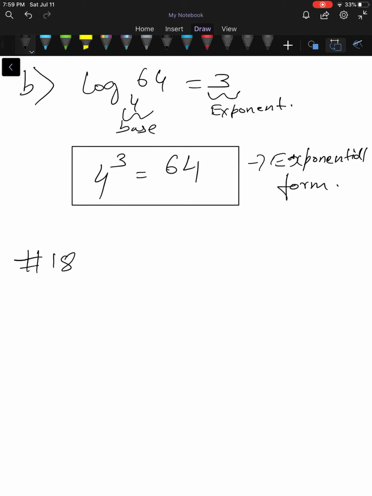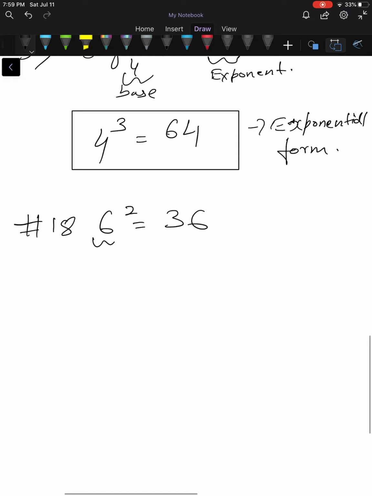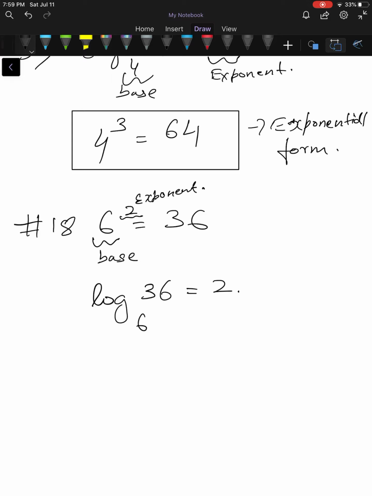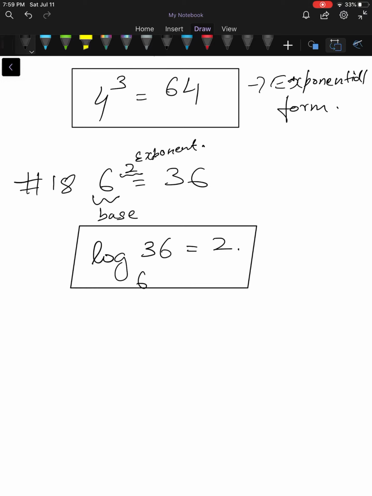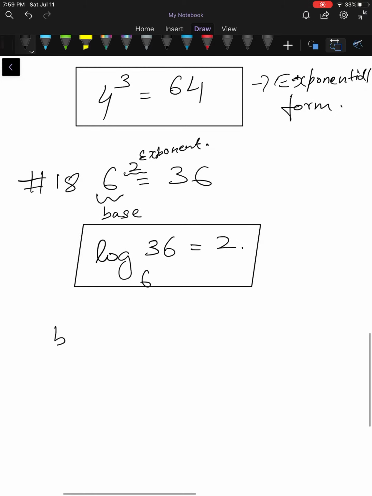If you have to do the vice versa, I will do problem number 18 for you. Say 6 squared is equal to 36. So this is the base and this is an exponent, correct? So we have log to the base 6 of 36 is 2. Okay, this is the logarithmic form.